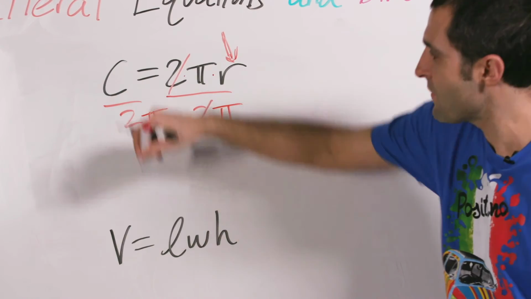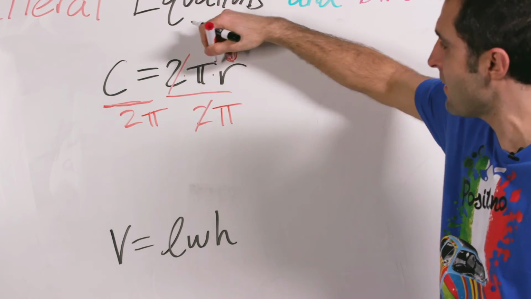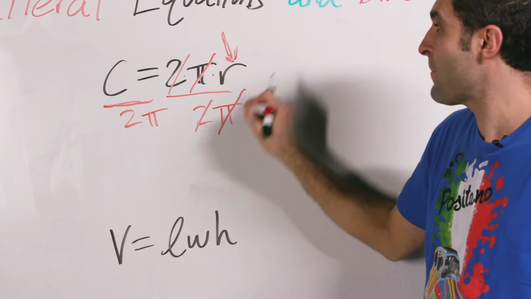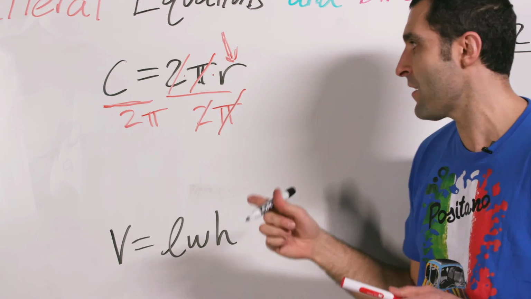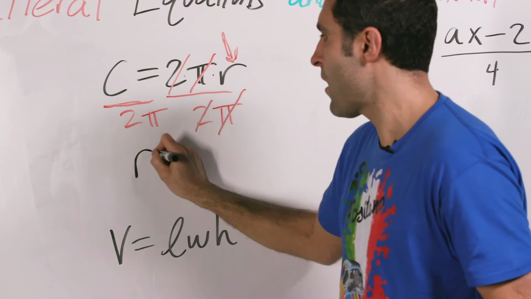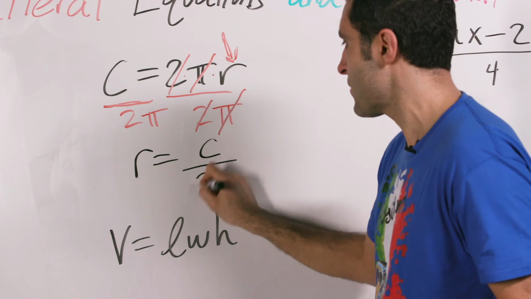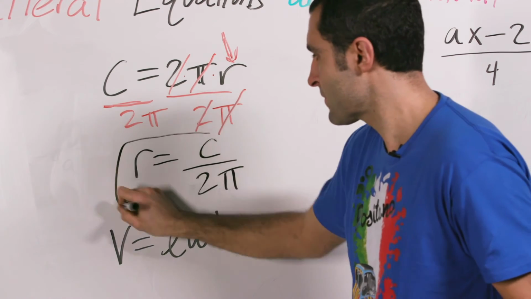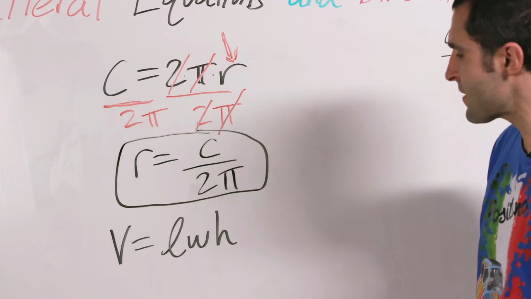There it is. So if we divide both sides now by 2 pi, 2 divided by 2, pi divided by pi, and now we successfully got r by itself. I'm going to bring it on the left. r equals c over 2 pi. There you go. Same concept over here.